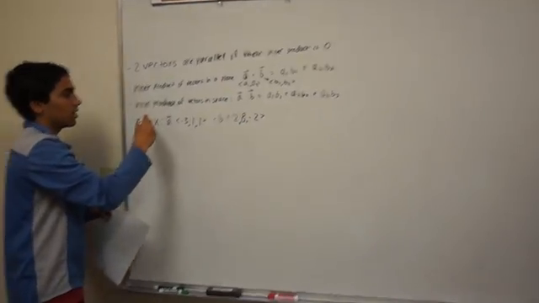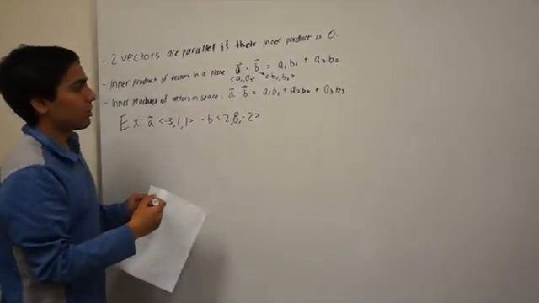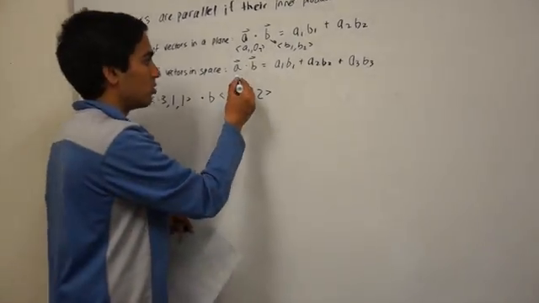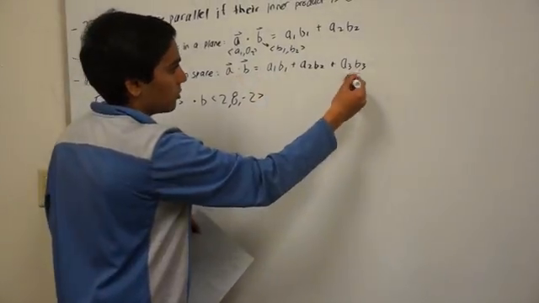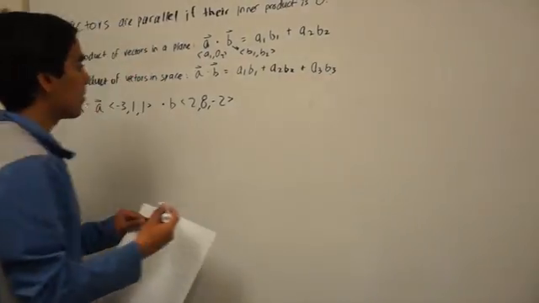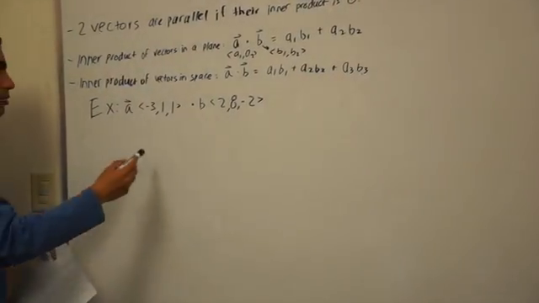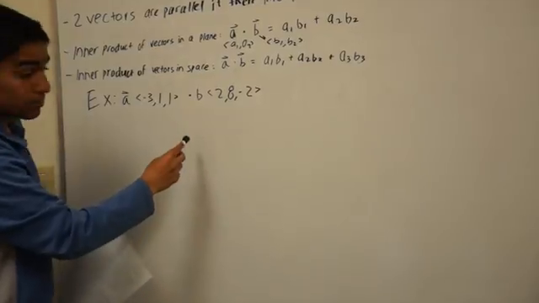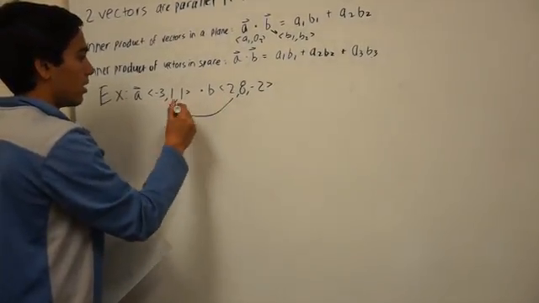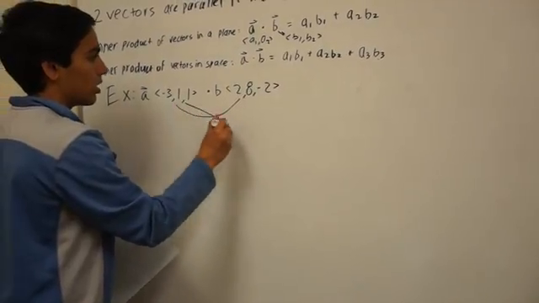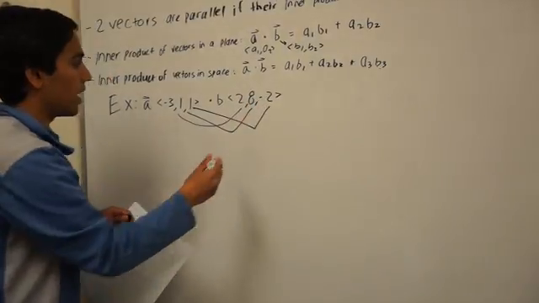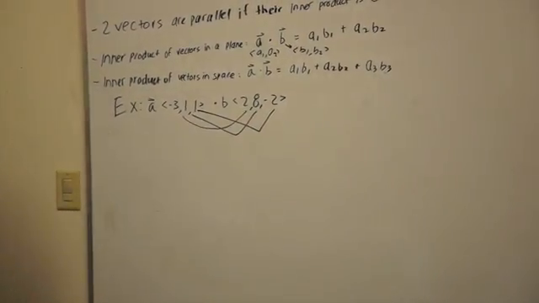You can do the same thing to find vectors in space, which is basically a three-dimensional plane. You do the same thing, except now you have a third dimension: A1 B1 plus A2 B2 plus A3 B3. As an example, to find whether A and B are parallel, you find the inner product by doing -3 times 2, then add 1 times 8, then add 1 times -2. If it equals 0, you know that they're parallel.